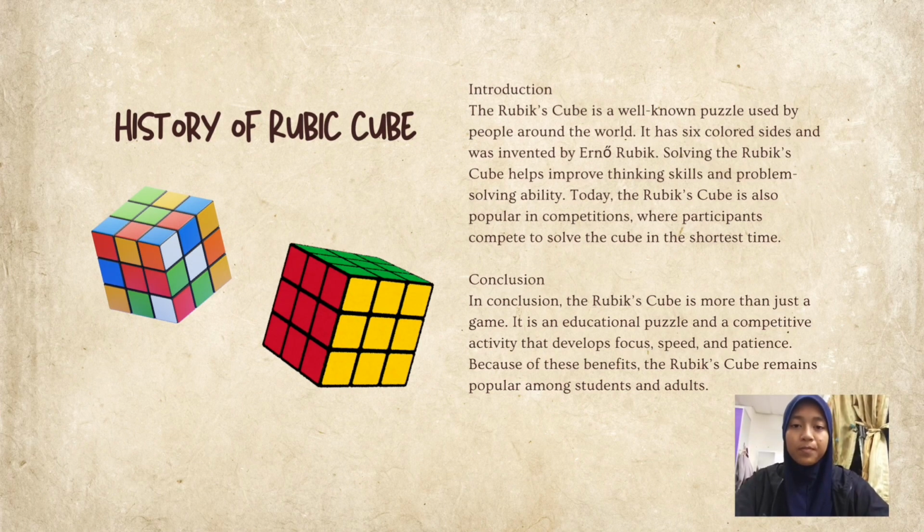For the second topic, we're going to discuss the Rubik's Cube. The Rubik's Cube is a well-known puzzle used by people around the world. It has 6 color sides and was invented by Erno Rubik. Solving the Rubik's Cube helps improve thinking skills and problem-solving ability. Today, the Rubik's Cube is also popular in competitions where participants compete to solve the cube in the shortest time.